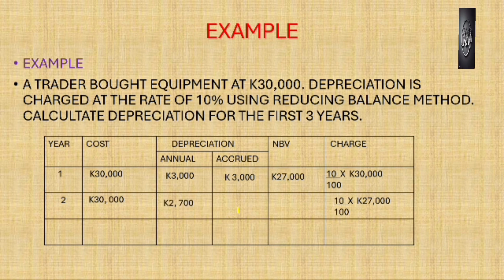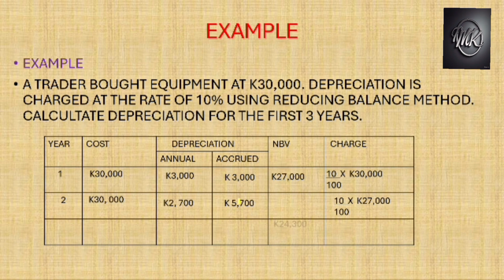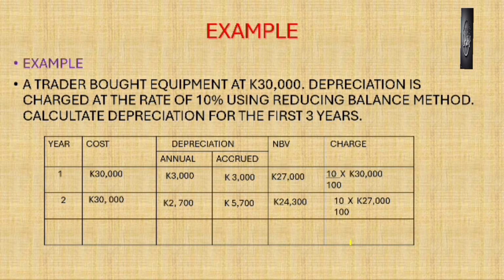The accrued depreciation will now be the first year's annual depreciation plus the current year's annual depreciation, or the accrued depreciation plus the current depreciation. So this will give us 5,700 kwacha accrued depreciation. What of the net book value? The net book value will be 30,000 kwacha less 5,700 kwacha, and then we're going to get the net book value for year 2. We're going to use this net book value for year 2 to determine the annual depreciation for year 3. Have a look here.